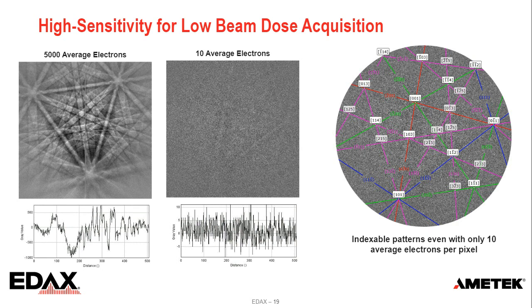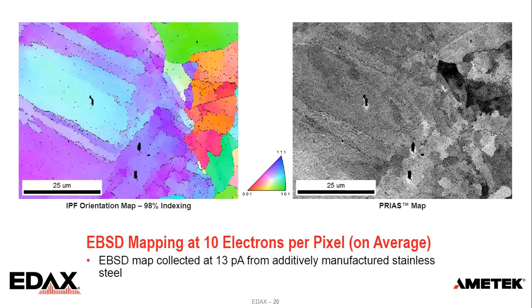The second image there, we're dealing with only 10 average electrons. So a lot fewer electrons available for the signal, but if you look at it, you can actually see there's a diffraction image. You can see on the right, we're able to index that image, even with that sparse a sampling acquisition. What that means is we can go to very low conditions and work with very few electrons and still get usable results.